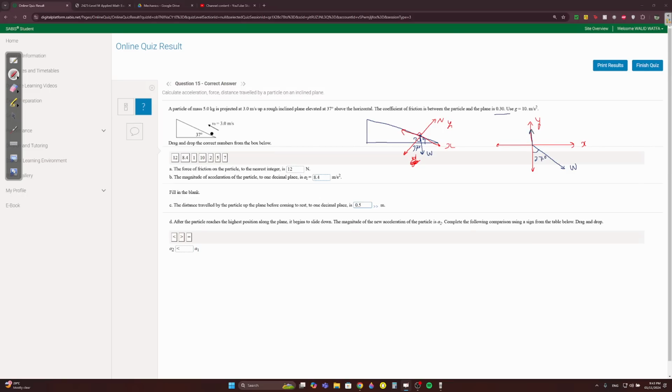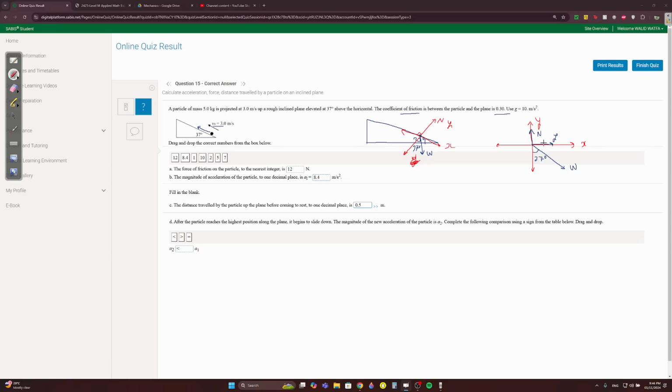You have the normal up. And you also have friction. What did we say? We said here the particle is projected upwards. If it is projected upward, they gave you the direction. In what direction would the friction be? Surely to the right. Yeah. So you continue drawing your forces.